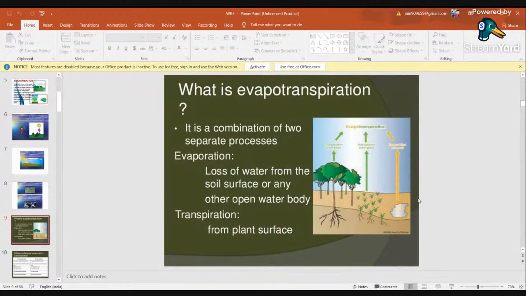Then the next very important term is evapotranspiration.